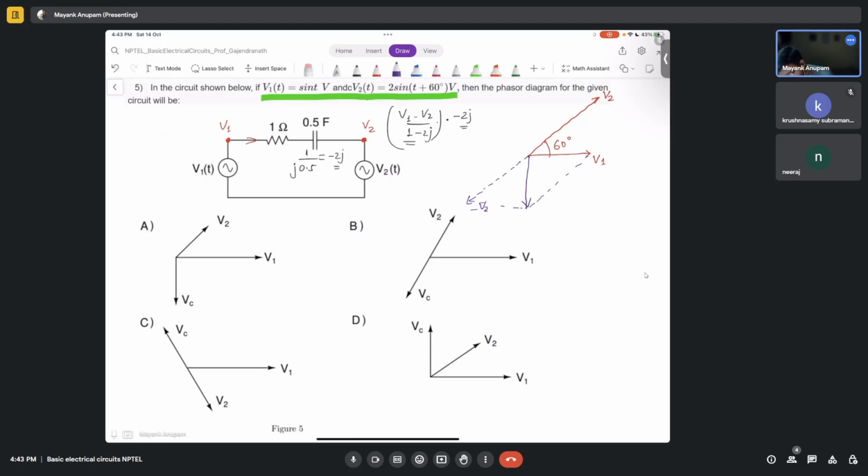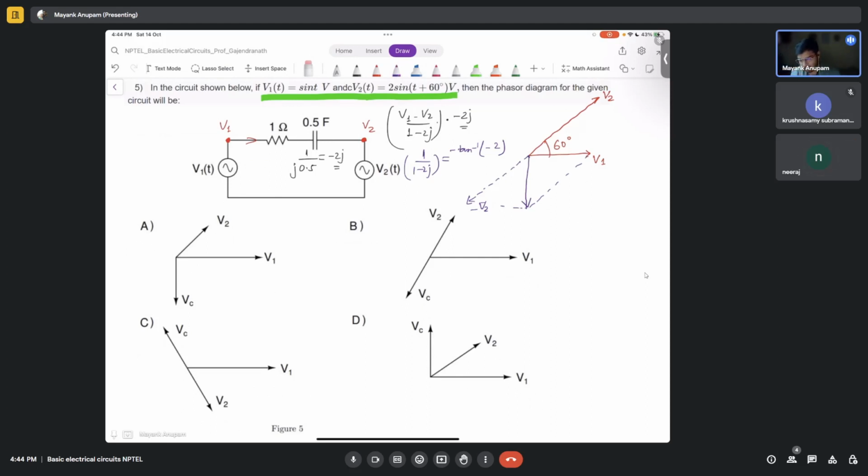Correct. And now what do you need to do for VC? First you need to find out the current, right? What is the current? 1 minus 2j is how much? This will be minus 2 upon 1. So the angle of this I am trying to find out. What is the angle of this? This is the tan inverse of minus 2, right? The angle of 1 over 1 minus 2j, isn't it? So what is the angle of 1 minus 2j? This guy is minus tan inverse of minus 2, right? Yes, sir. So that is how much? Tan inverse of 2, isn't it?